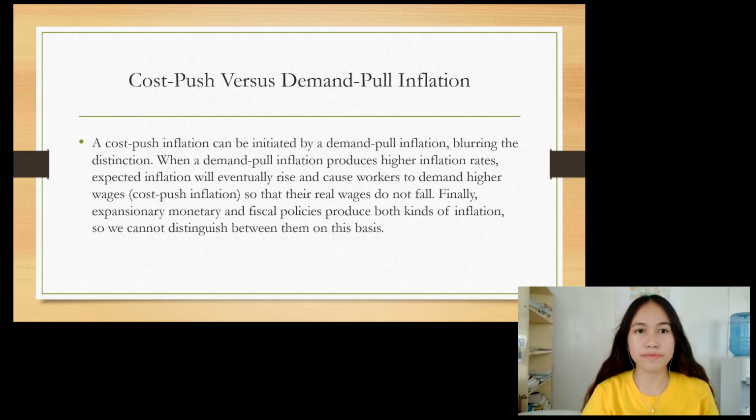Cost-push versus demand-pull inflation. A cost-push inflation can be initiated by a demand-pull inflation, blurring the distinction. When a demand-pull inflation produces higher inflation rates, expected inflation will eventually rise and cause workers to demand higher wages, which causes cost-push inflation, so that their real wages do not fall. Finally, expansionary monetary and fiscal policies produce both kinds of inflation, so we cannot distinguish between them on this basis.